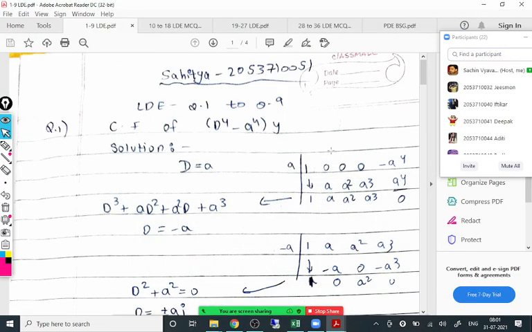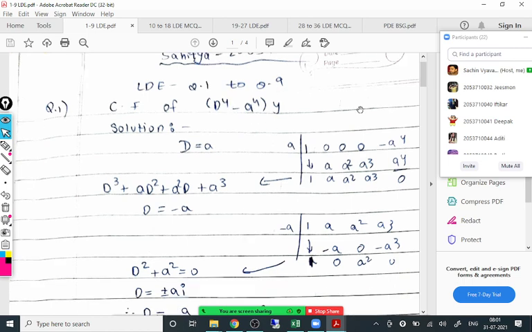Okay, so we are discussing here the multiple choice questions from linear differential equations, from BS Grewal only. Questions 1 to 9 were completed by Sahitya. Let me cross check, and if anyone has any doubt in any of the questions, we'll discuss that in detail here. Question number 1: we want the complementary function for D raised to 4 minus a raised to 4.